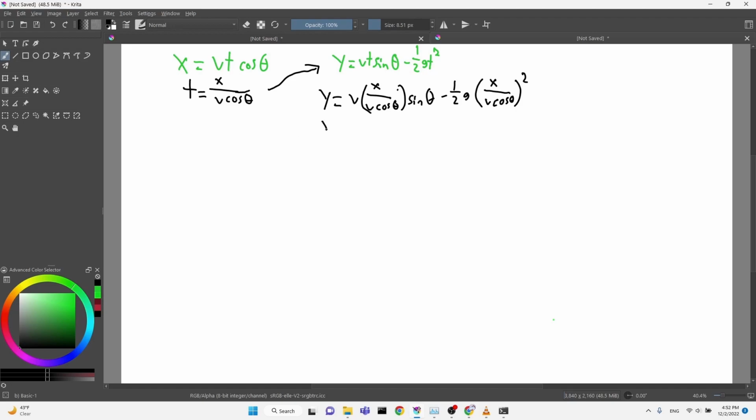Now that we have this, the next thing we're going to do, obviously, is simplify. You see the v's cancel out over here. I'm just going to mark that in red real quick. These two cancel out, right? So now we're going to have y is equal to, I'm just going to move the sine theta up, y is x sine theta over cosine theta.